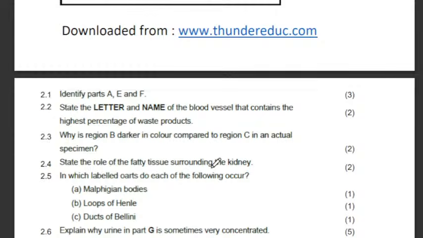State the role of the fats surrounding the kidney. That is basically for protection. In most cases, protection, and sometimes when you undergo starvation, these fats can be helpful in providing energy to these organs so that the organs can continue functioning so that you don't die.